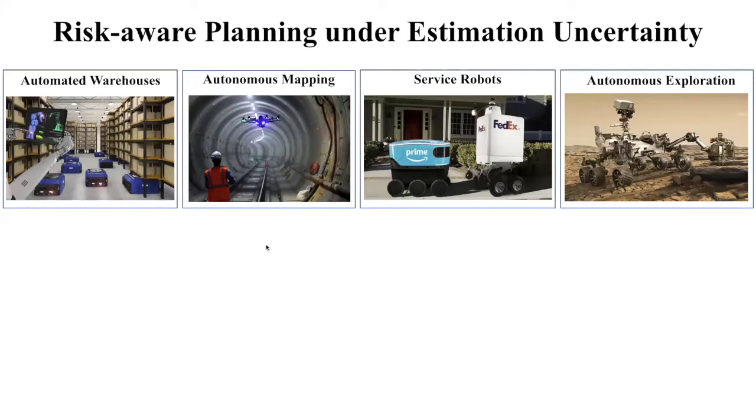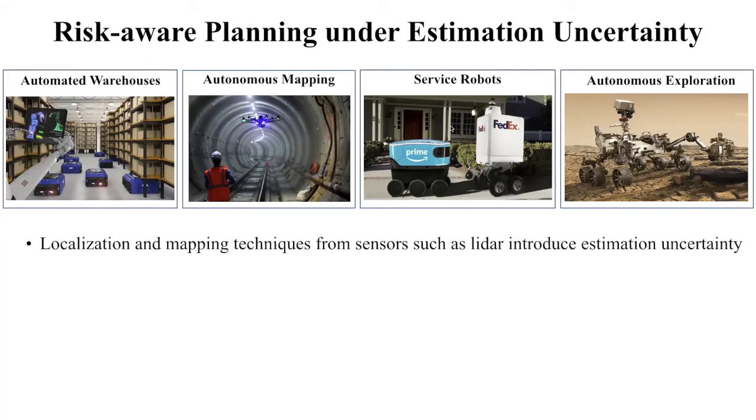The figures on this slide show examples of autonomous systems that operate in uncertain environments, such as automated warehouses, autonomous mapping and autonomous exploration, or service robots. As these systems are employed in uncertain environments, they rely on sensor information to localize themselves in order to achieve their objectives. While these systems are all different in terms of dynamics and system objectives, they have in common that they are subject to state estimation uncertainty due to noisy sensing of the environment and imperfect perception.